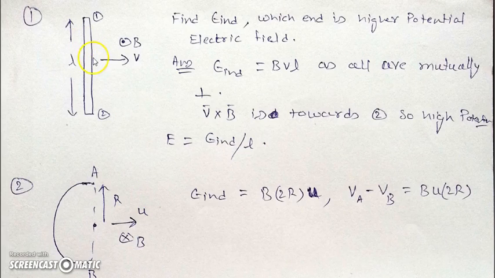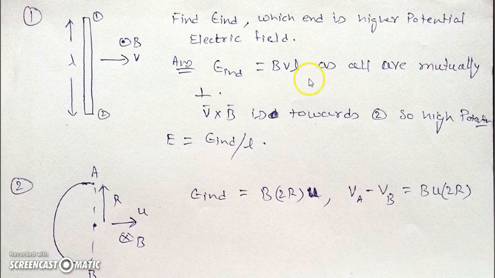In this example, there is a rod moving with velocity v and there's a magnetic field which is out of the plane of paper. When we find v cross B, it is towards this end N2, so v cross B is downward. So we can say that N2 will be at higher potential and N1 will be at lower potential. The logic is that v cross B will be the direction of higher potential.